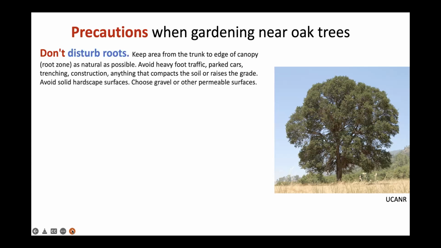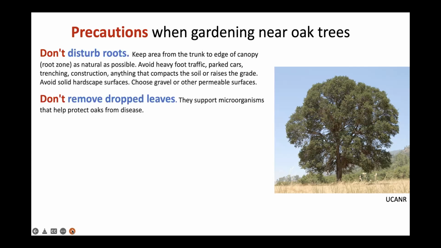You want to keep that as natural as possible. Avoid heavy foot traffic, certainly no parked cars, trenching, construction, anything that smushes or, in other words, compacts that soil or raises the grade of the soil is very damaging potentially to oaks. So even just paving underneath an oak, you don't want to do that. You want to have gravel or other surfaces where rain and water can soak in, slow down, spread out underground. Really important.